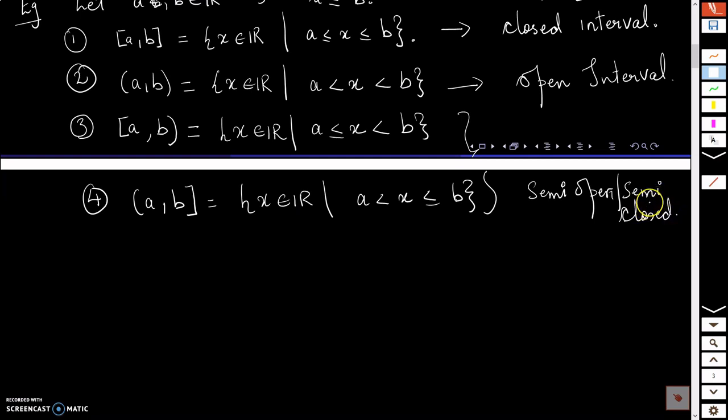So these are the first four types of intervals that we have. These four are called bounded or finite, because we know where they are ending. A is the limit and B is the limit on this side. So we know their limits. Any point in this cannot be less than A and any point cannot cross B and go ahead. So these four intervals are said to be finite and bounded intervals.